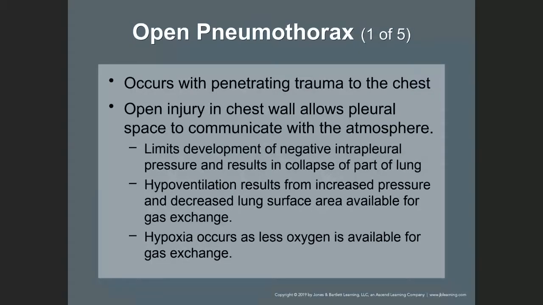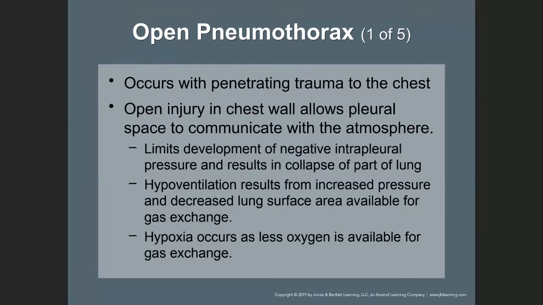Open pneumothorax occurs with penetrating trauma to the chest. Open injury in the chest wall allows pleural space to communicate with the atmosphere, limits development of negative intrapleural pressure, and results in collapse of part of the lung. So rarely an open pneumothorax will become a tension.